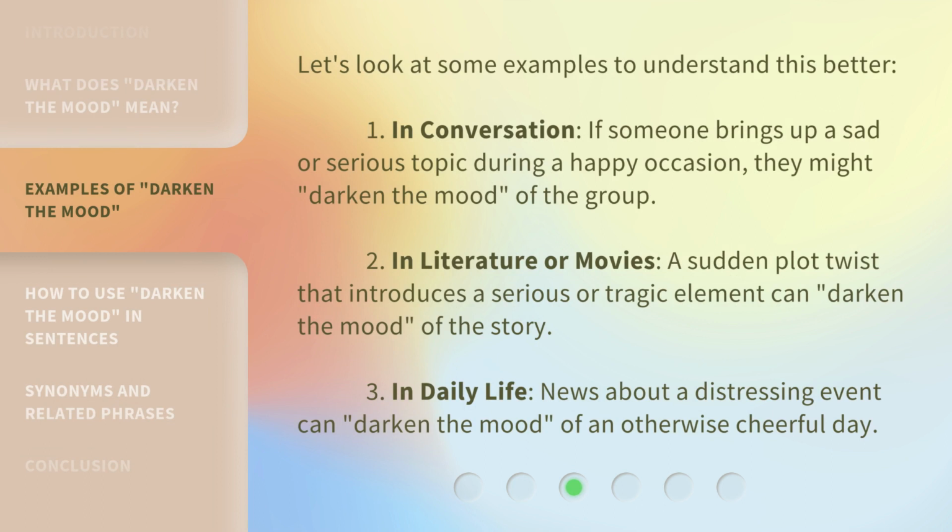Let's look at some examples to understand this better. 1. In conversation, if someone brings up a sad or serious topic during a happy occasion, they might darken the mood of the group. 2. In literature or movies, a sudden plot twist that introduces a serious or tragic element can darken the mood of the story. 3. In daily life, news about a distressing event can darken the mood of an otherwise cheerful day.